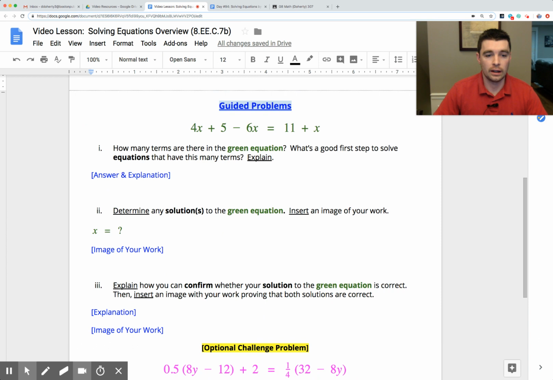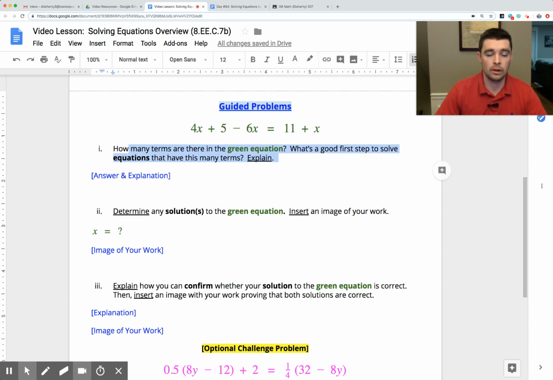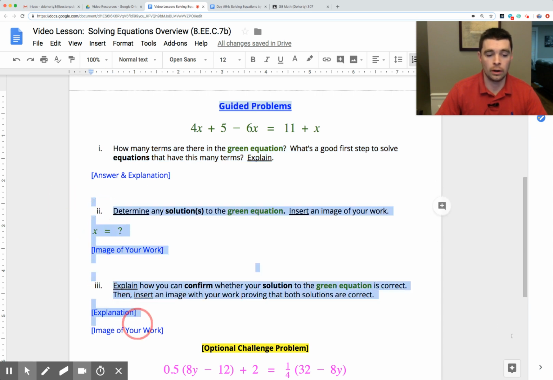Problem number 1 today has the equation 4x plus 5 minus 6x equals 11 plus x. They ask us first to figure out how many terms there are in the green equation, and then, when we see that many terms, what's a good first step to solve equations that have this many terms? After you answer part 1 on your own, solve the equation for x, answer part 2 as well. And if you get to part 3, go ahead and confirm your answer. Or as Mr. Neville would have said last year, plug and chug is what we mean by substituting to confirm our solution. So go ahead, pause the video. I'm going to switch over to my whiteboard.